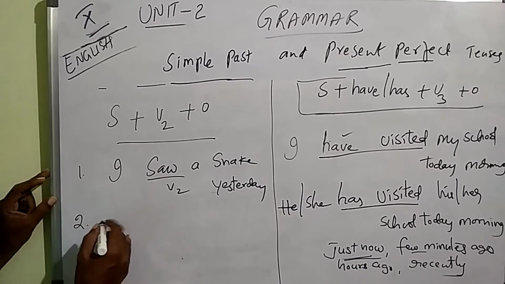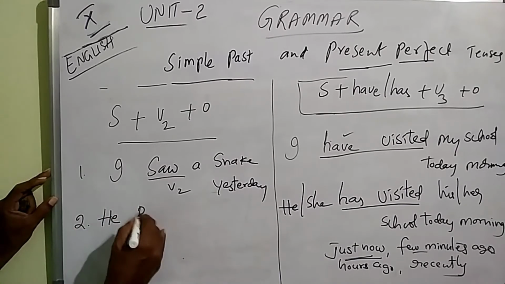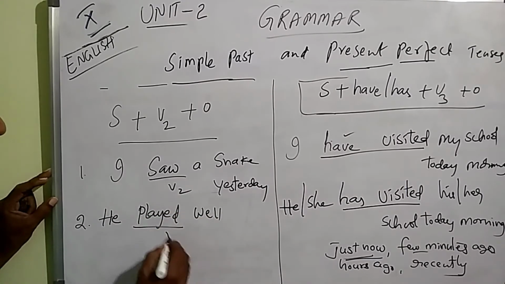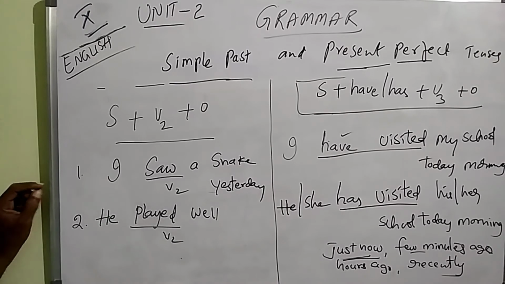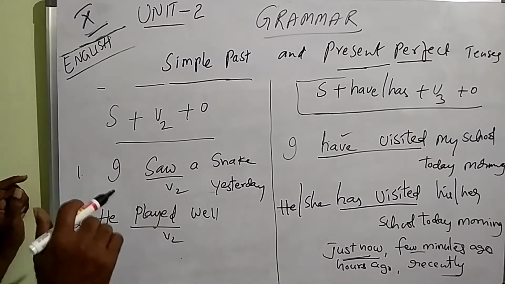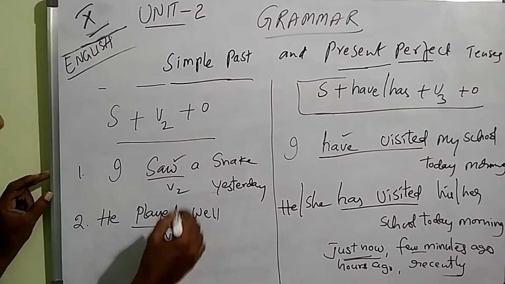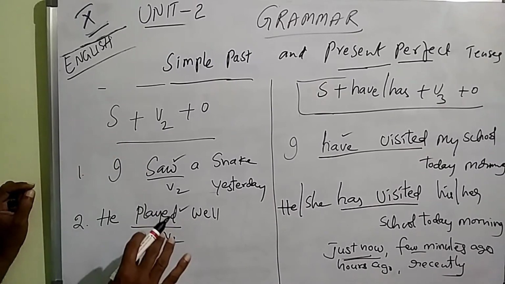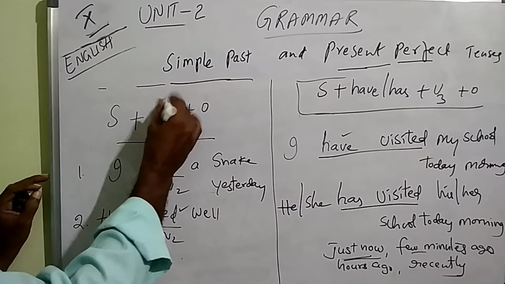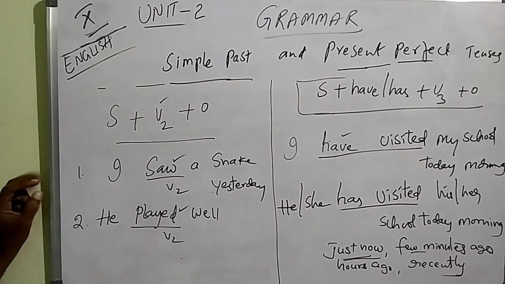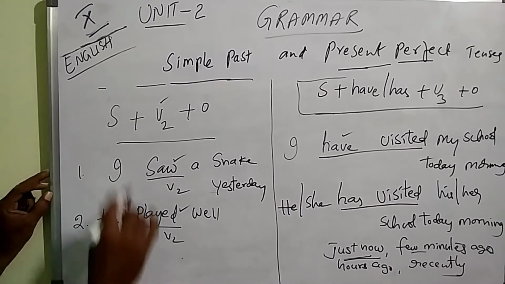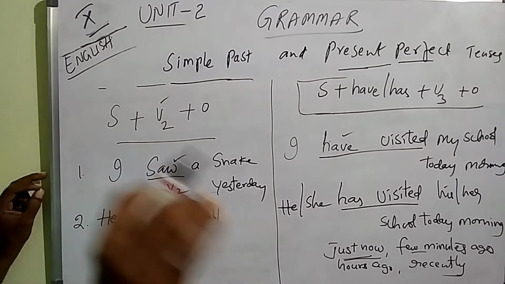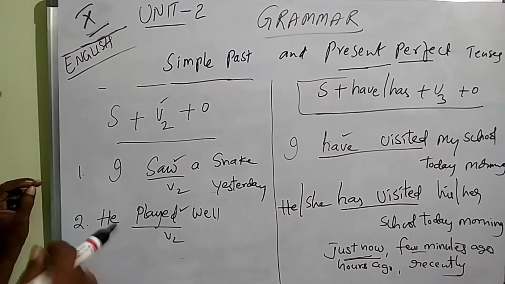So, the second sentence, I'm coming to that: He played well. Played is V2. So what are these two sentences telling us here? Action completed. To show and describe that, verb 2 is used here. So here, children, you have to understand that the simple past tense tells us the past action which is completed in the past. That may be yesterday.